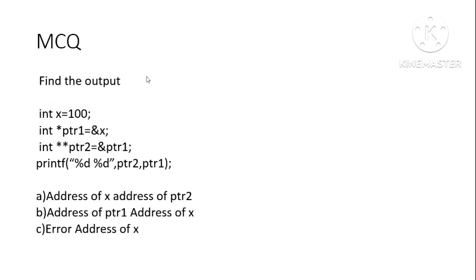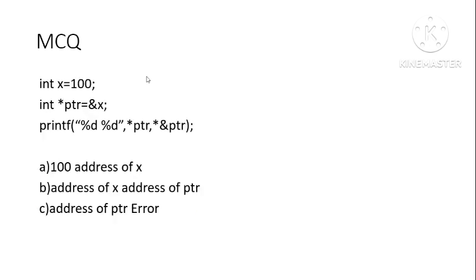The third one, find the output. I am using a double pointer here. In the last statement, I try to print PTR2 and PTR1. So what does PTR2 contain? PTR2 contains the address of PTR1, and PTR1 contains the address of x. Okay, so address of PTR1 and address of x. Answer B is the right answer.